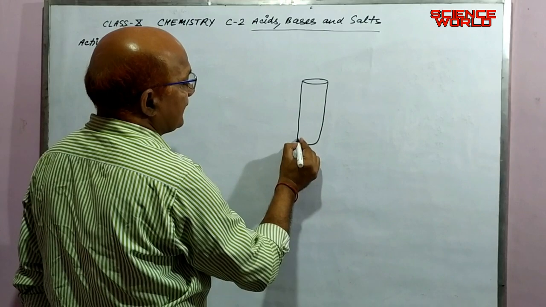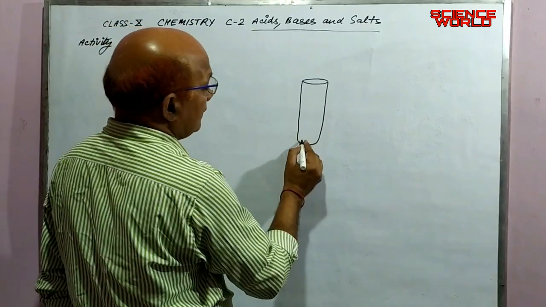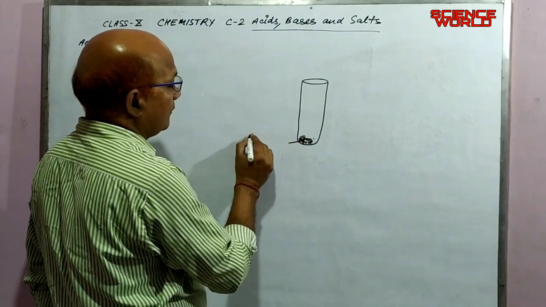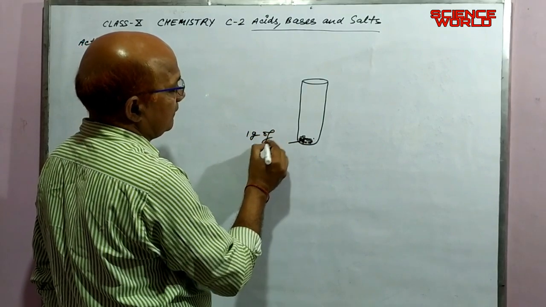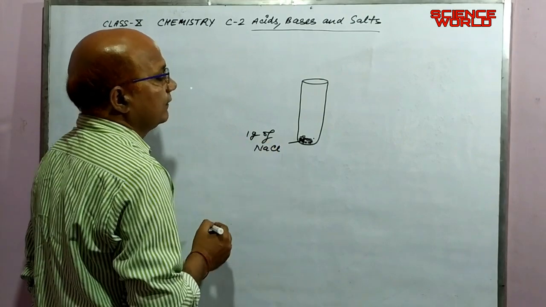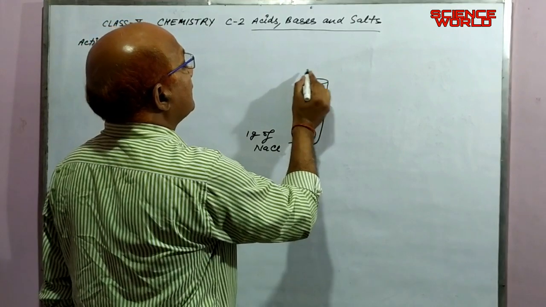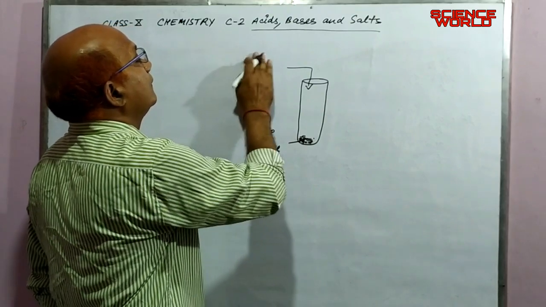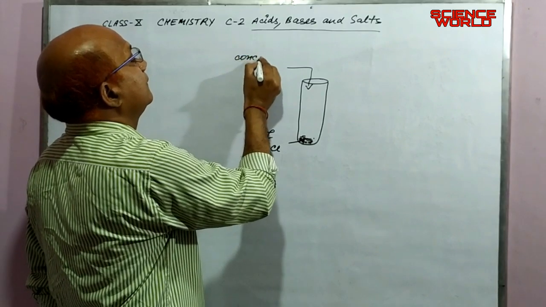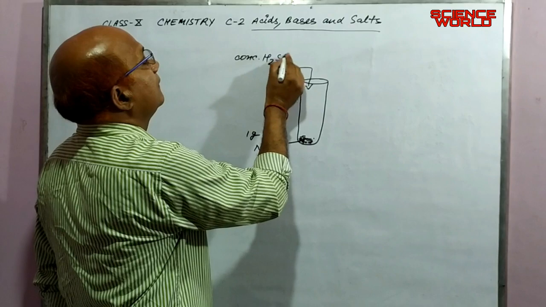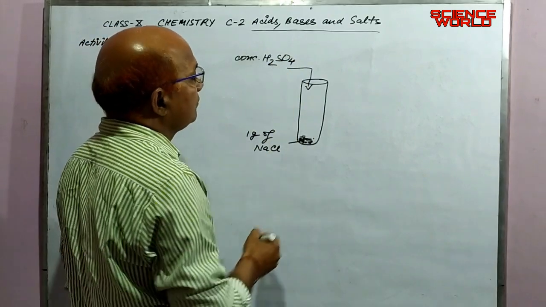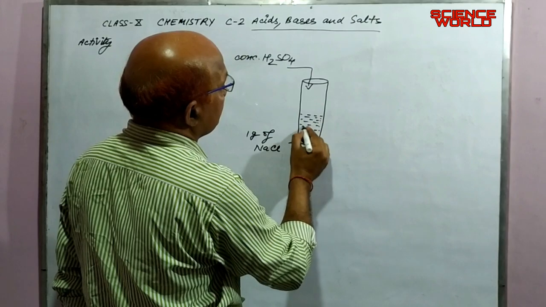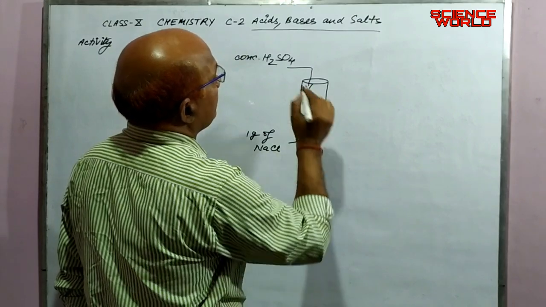Take a clean and dry test tube and then take nearly 1 gram of sodium chloride salt in the test tube and then add concentrated sulfuric acid in the test tube.